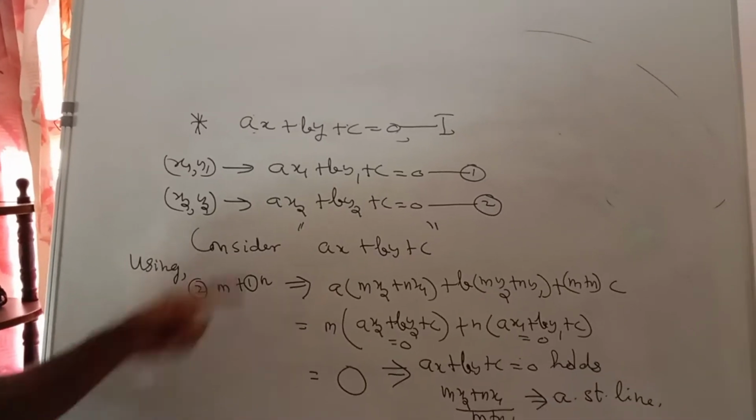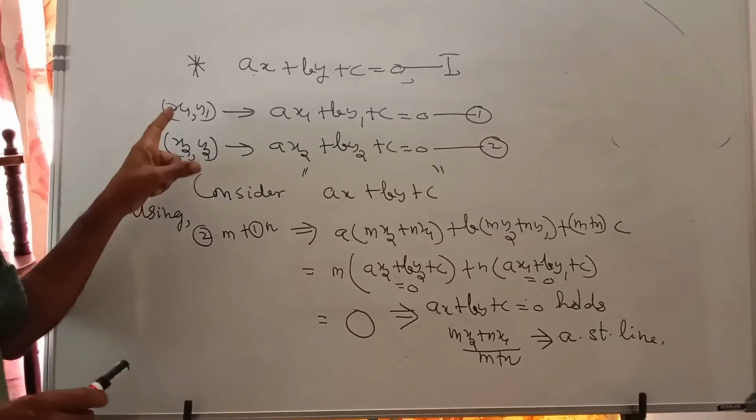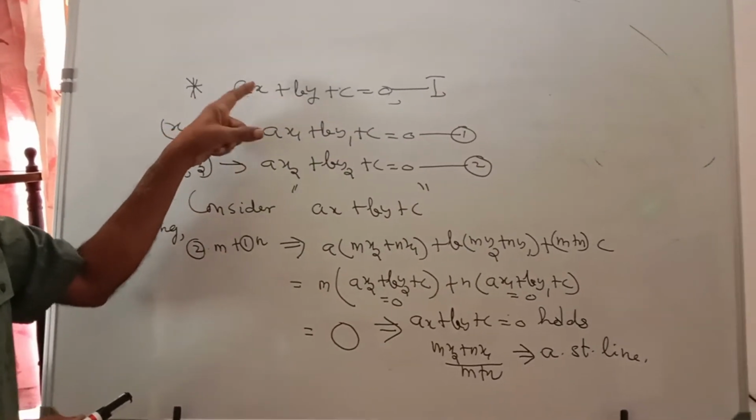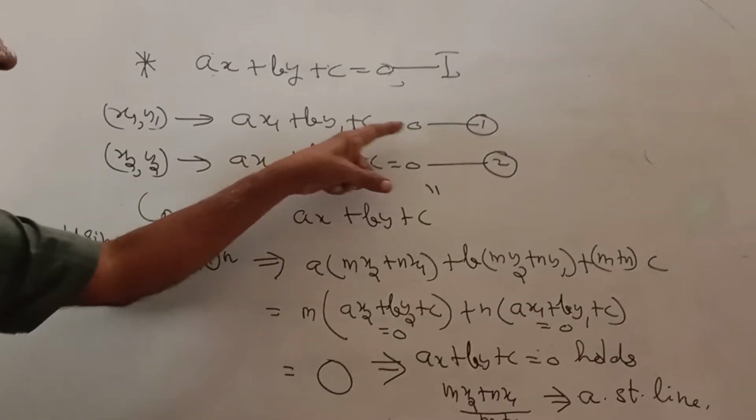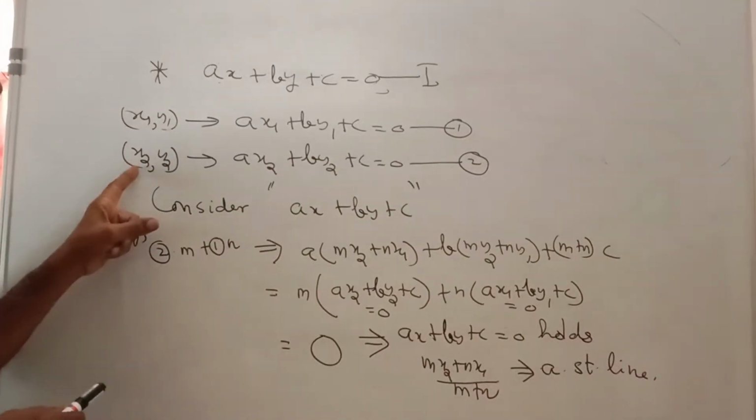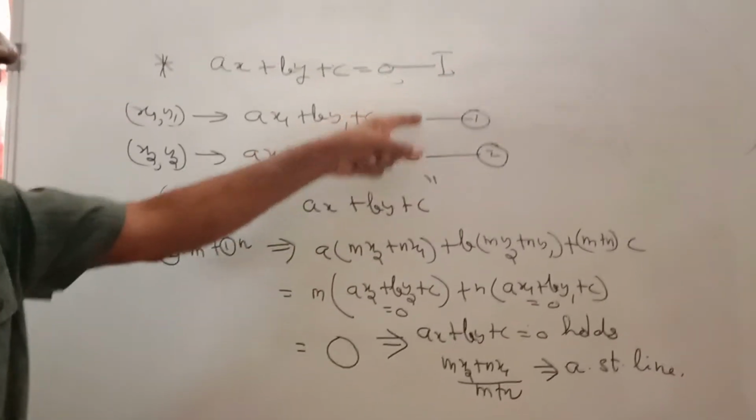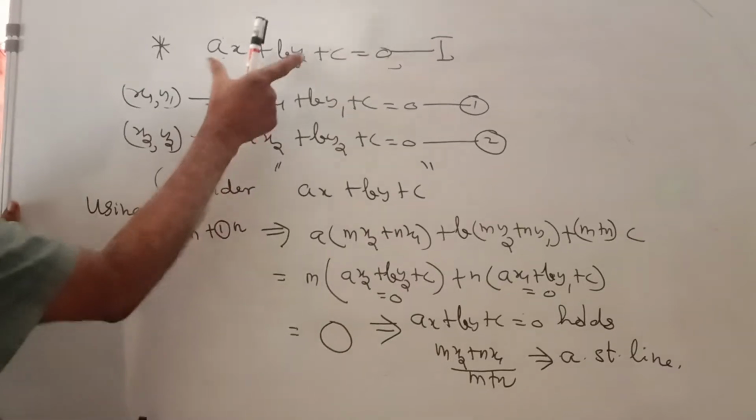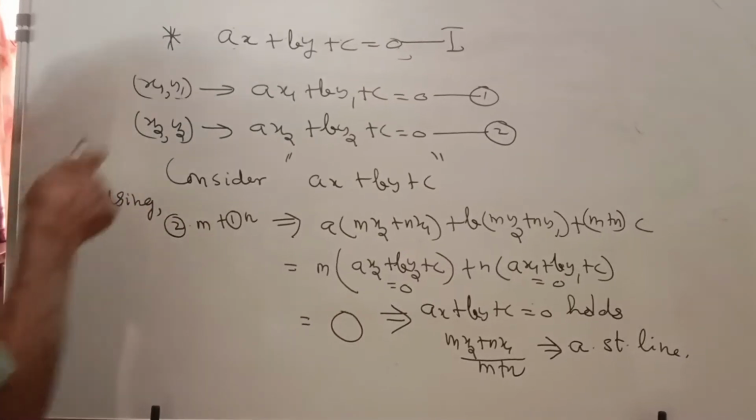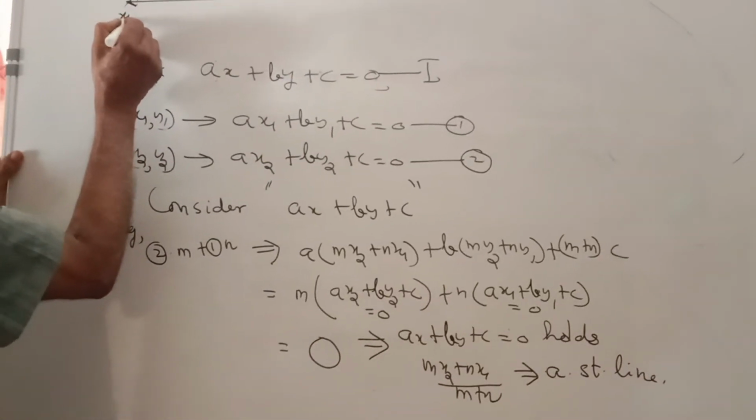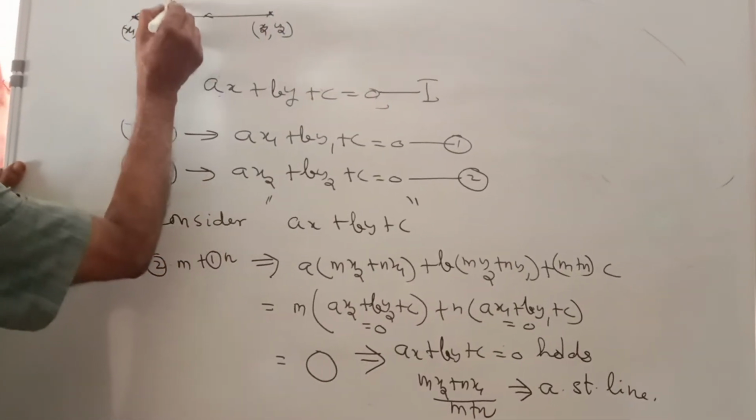We will show that ax plus by plus c equal to 0 is a straight line. Now suppose (x1, y1) is a point on this. That means x value can be x1, y value can be y1. So ax1 plus by1 plus c equal to 0, equation number 1. (x2, y2) is a point on this. So ax2 plus by2 plus c equal to 0, equation number 2. Now you consider the expression ax plus by plus c. Now suppose you divide the join of (x1, y1) and (x2, y2) in the ratio m is to n.